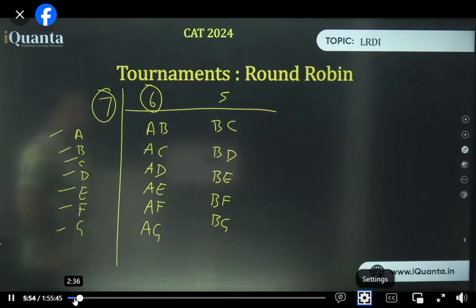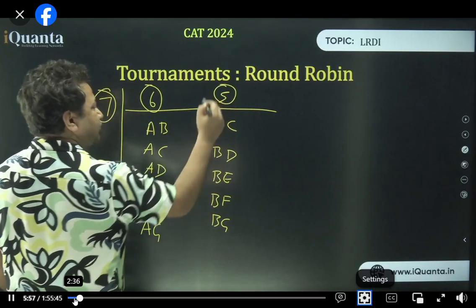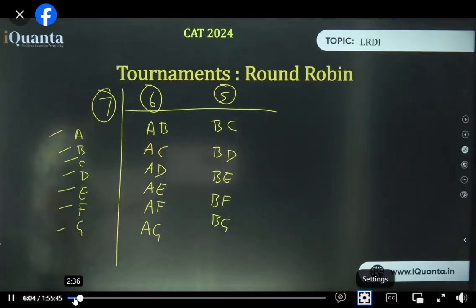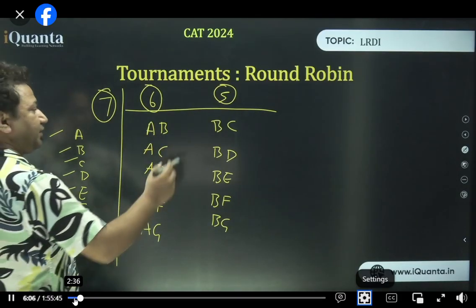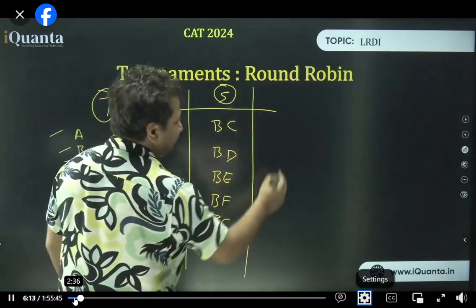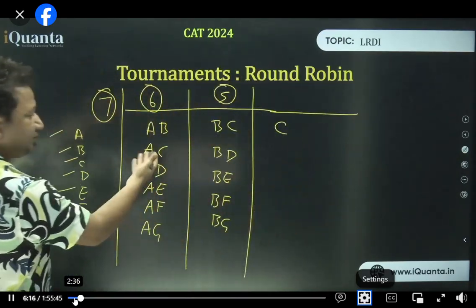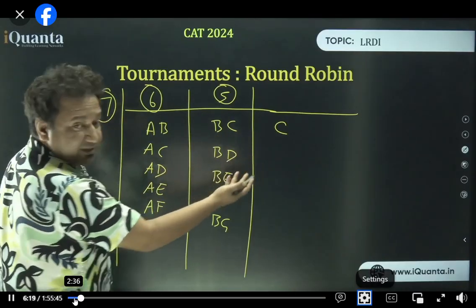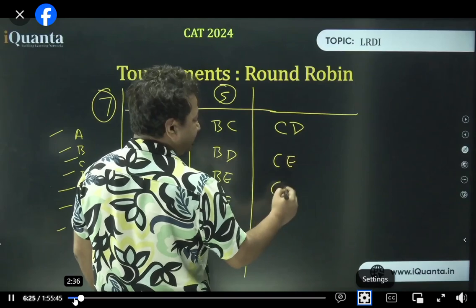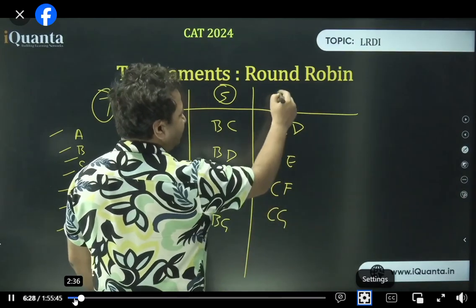6 matches. Now, if I count matches played by B, I have already counted B with A, right? A plays with B or B plays with A, it's the same thing. It doesn't really change. So, B playing with C, D, E, F, G is what needs to be counted. Now, with C, C has played with A already. AC is as good as CA. BC is as good as CB. So now, C will be playing against whom? D, E, F, and G, which makes it 4 matches.